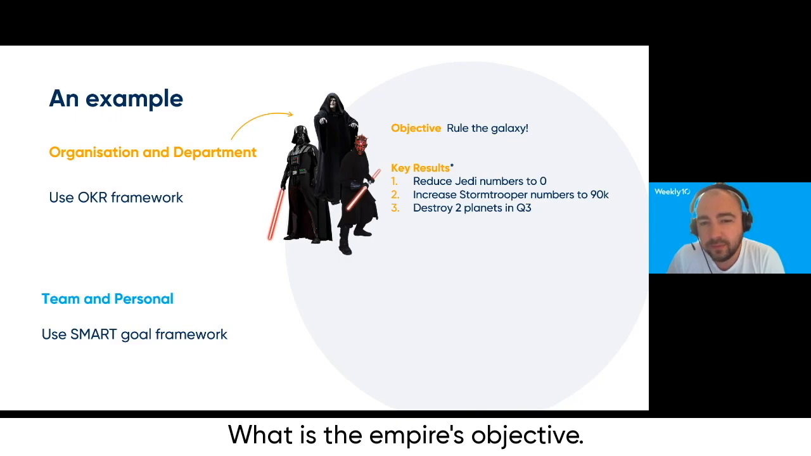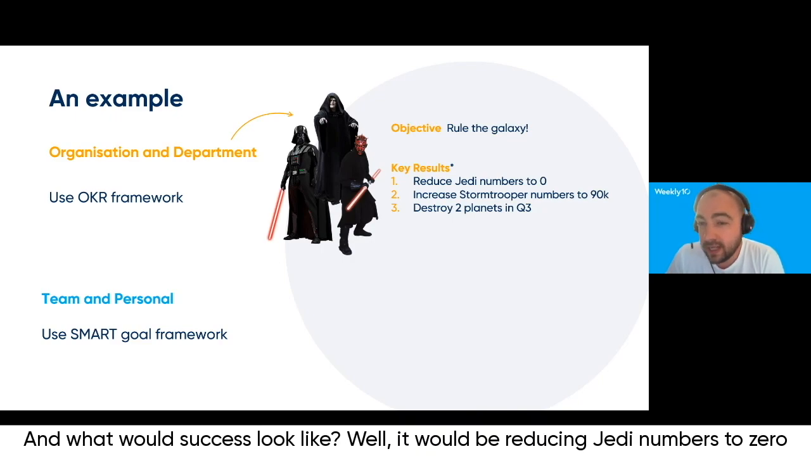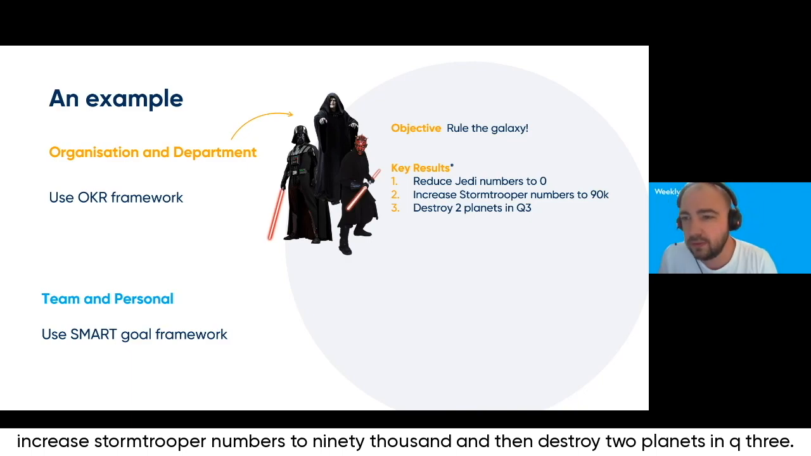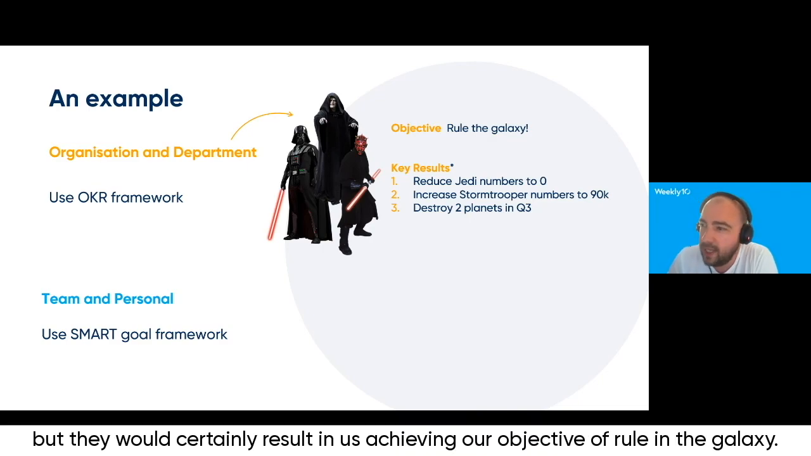What is the Empire's objective? Well, we could give them an objective to rule the galaxy. And what would success look like? Well, it would be reducing Jedi numbers to 0, because that pretty much means that we will be ruling the galaxy. Increase stormtrooper numbers to 90,000, and then destroy 2 planets in Q3. All of those seem quite stretched targets, but they would certainly result in us achieving our objective of ruling the galaxy.